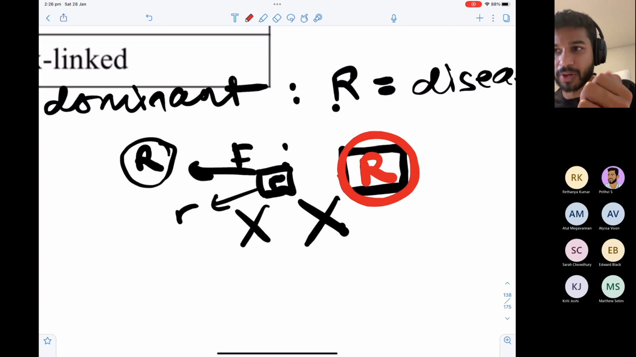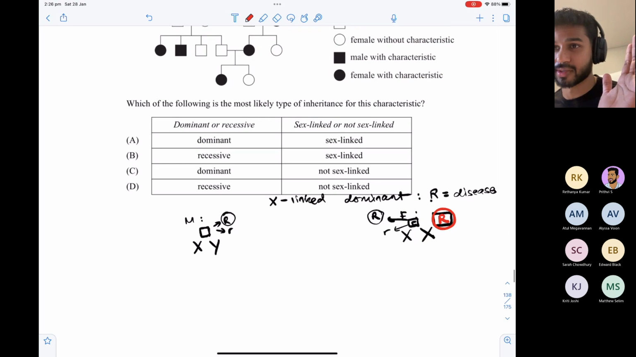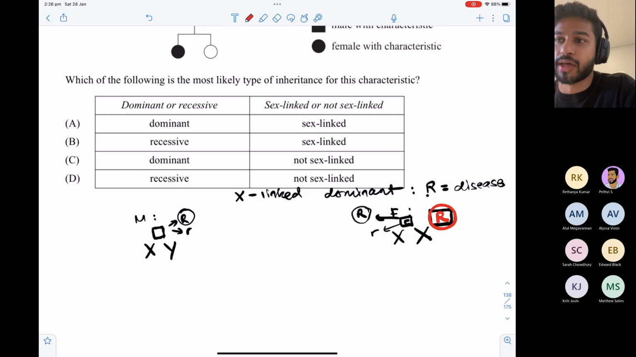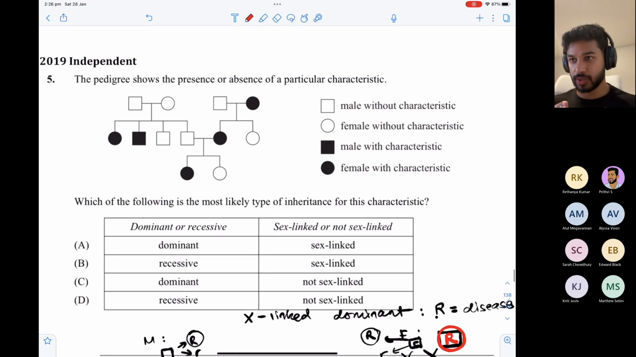Right? Imagine having to flip a coin heads or tails, and if it's heads, you die. Females have to flip the coin twice, right? Males only have to flip the coin once. I would rather flip the coin once rather than have to flip it twice, right? And so that just crude analogy explains to you that females are more likely to be affected with a sex-linked dominant condition. So what this means to you all, right?